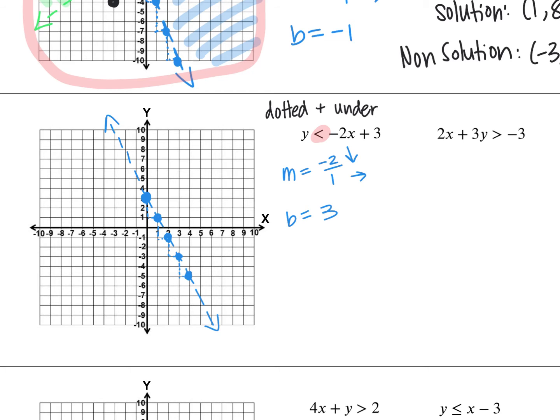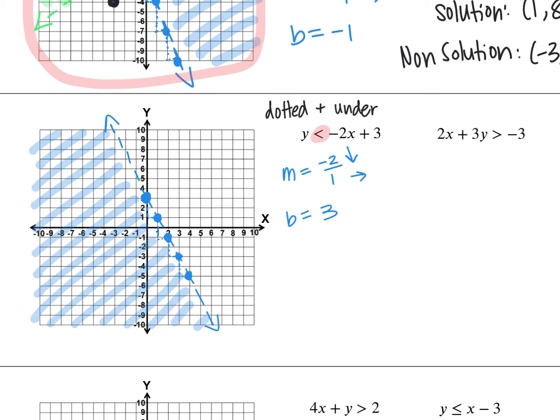So now we can go ahead and shade. Again, we're shading underneath this line. So that would look like this. This would be below the line. And shade all in the same direction if you're using the same color. So now we've finished our first inequality. Let's look at the next one.